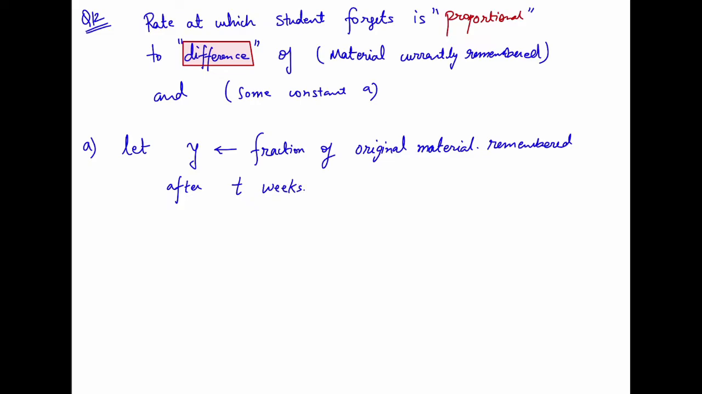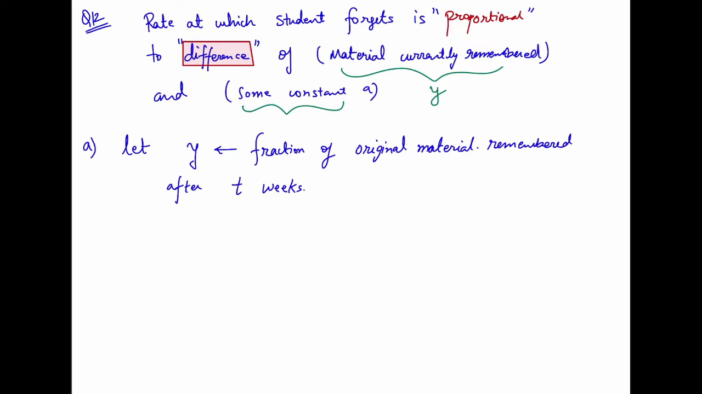They've told you it's a fraction, but as a person forgets, of course, this fraction will go down. We could quantify how much you learn in percentage or in fractions. They chose fractions, so it's their choice. We're given that y is the fraction, so the material currently remembered is denoted by the variable y. They've given us a difference with some constant a. And we need to figure out a differential equation from this.